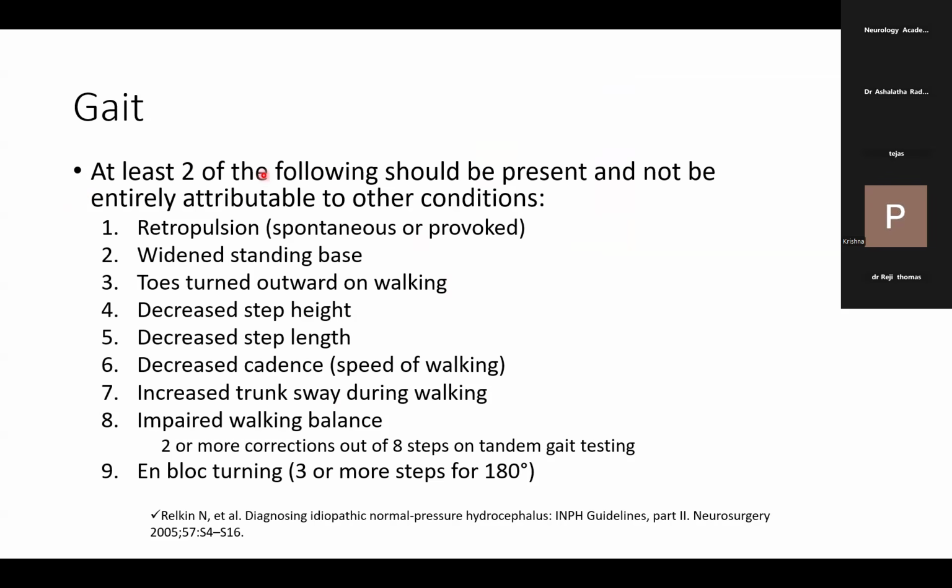At least two should be present, and the two which are present should not be entirely attributable to other conditions. The first one is retropulsion, which could be spontaneous or provoked. Second is a widened standing base. Third is the toes being turned outward on walking. Fourth is decreased step height, and the fifth is decreased step length. There is also decreased speed of walking in the form of decreased cadence, and increased trunk swaying during walking. There is impaired walking balance, that is two or more corrections out of eight steps on tandem gait testing.